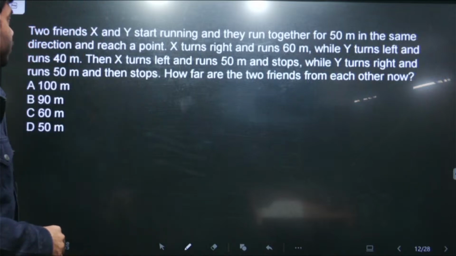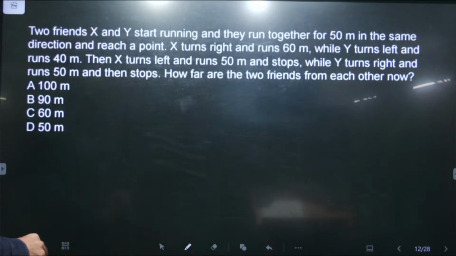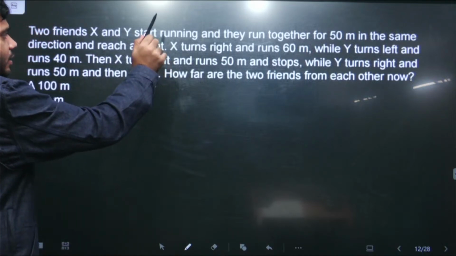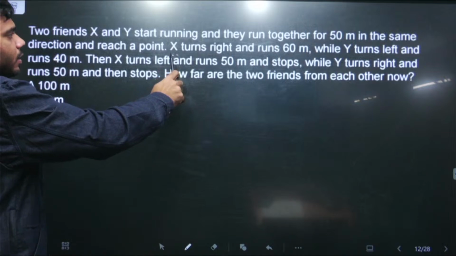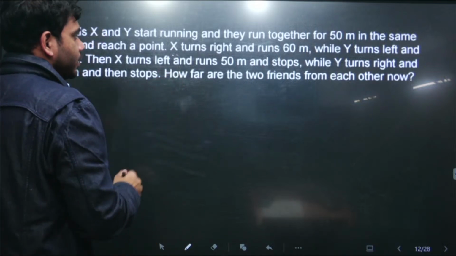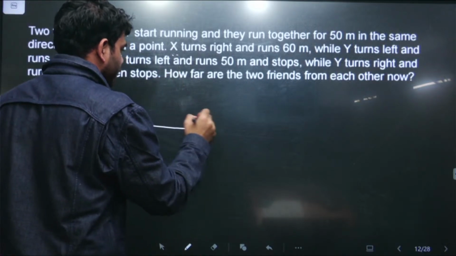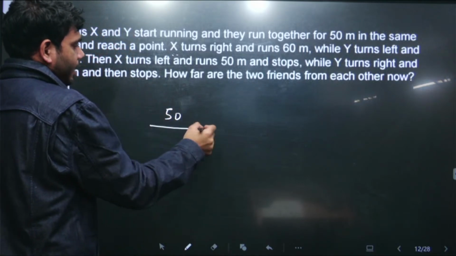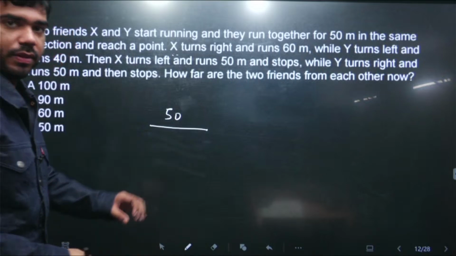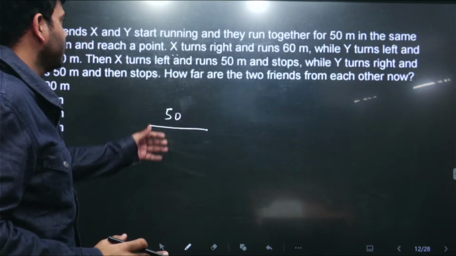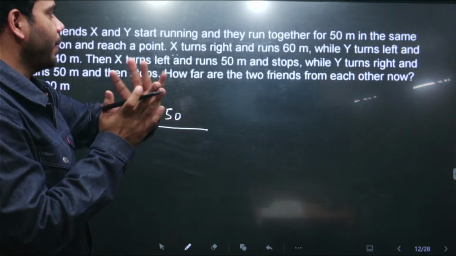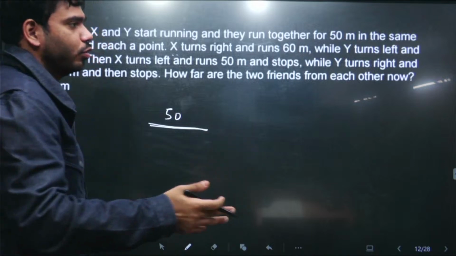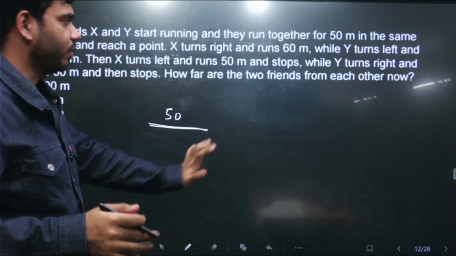So this is the next question. Two friends X and Y started running and they run together for 50 meters in the same direction and they reach a point X. X turned right and run 60 meters. बना लेते हैं यहाँ पे दोनों खड़े थे and then 50 meters they both walk and then उसके बाद X turned right यहाँ से. You can take initially any direction. मैंने generally यहाँ पे east ले लिया. Since यहाँ पे no direction is been given कि initially they were walking for this 50 meter in which direction, so you can take any direction, the answer will be irrespective of this thing.